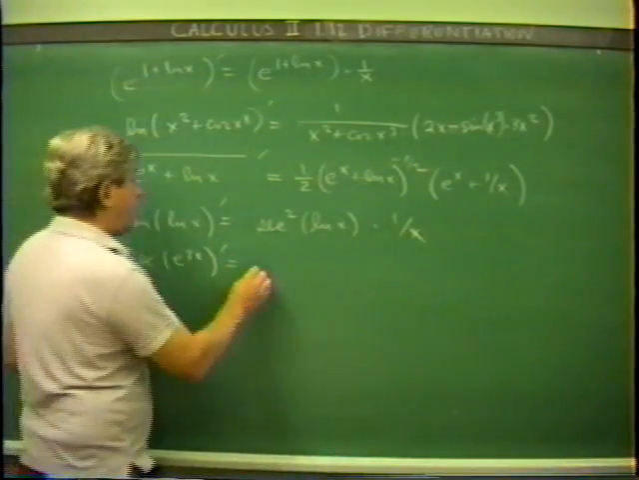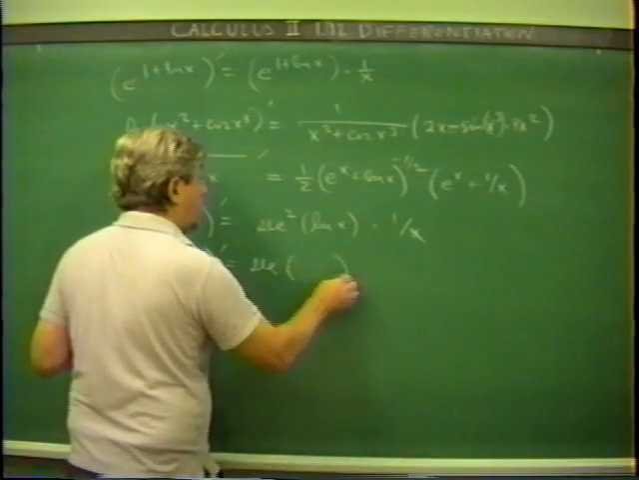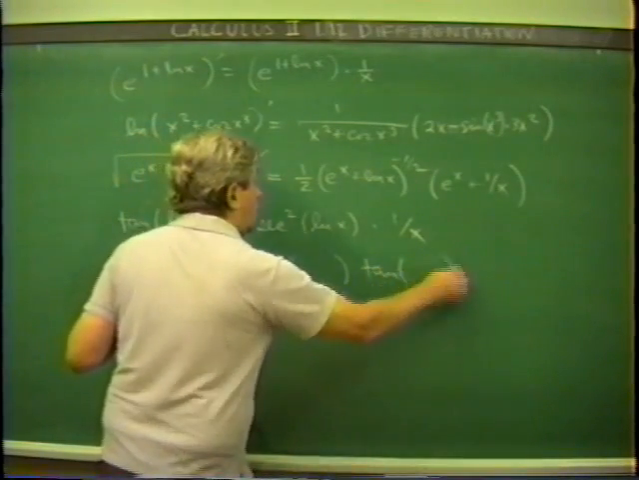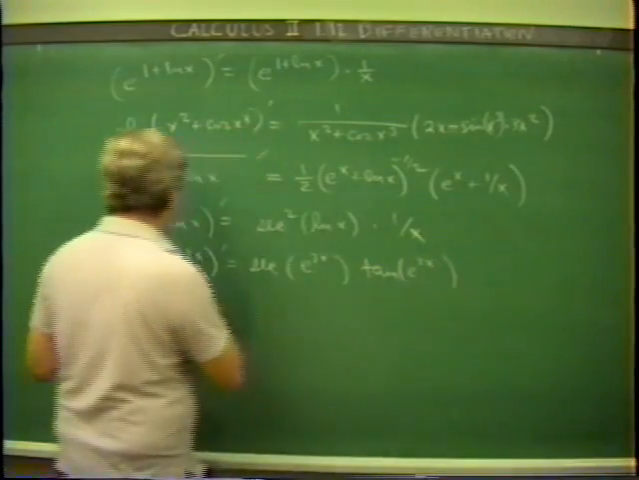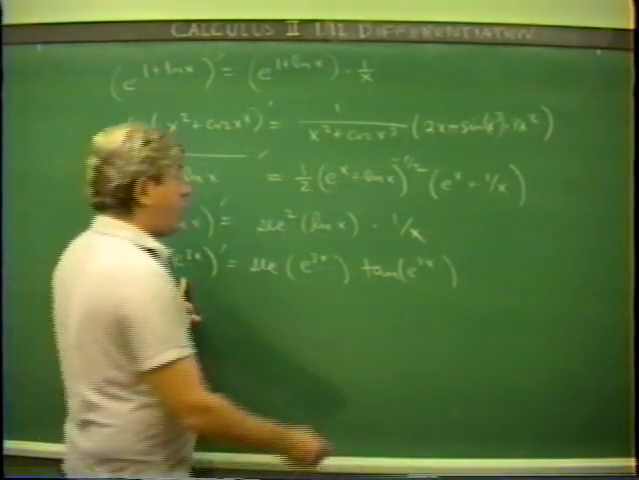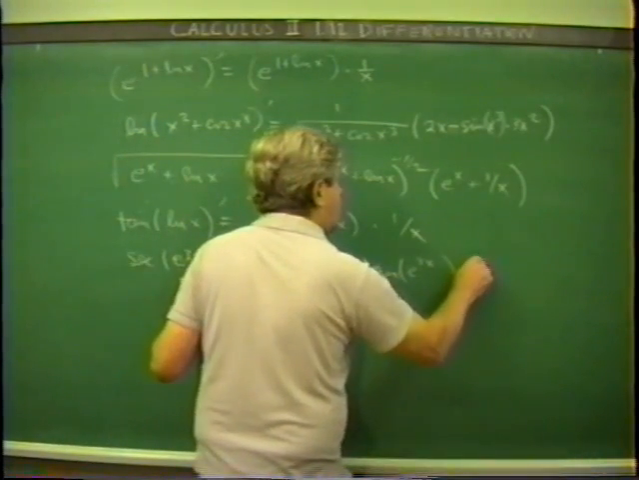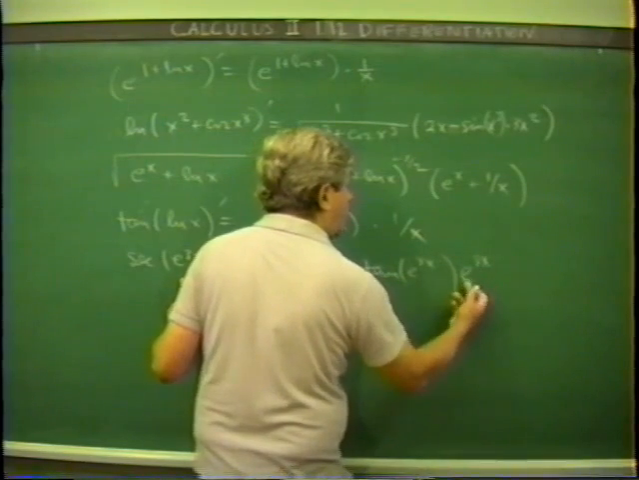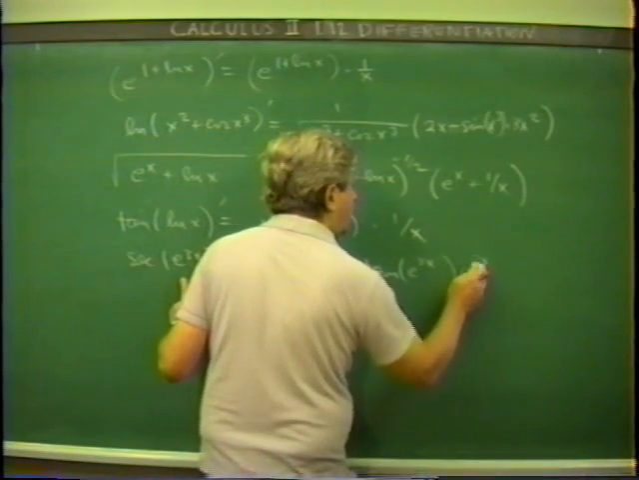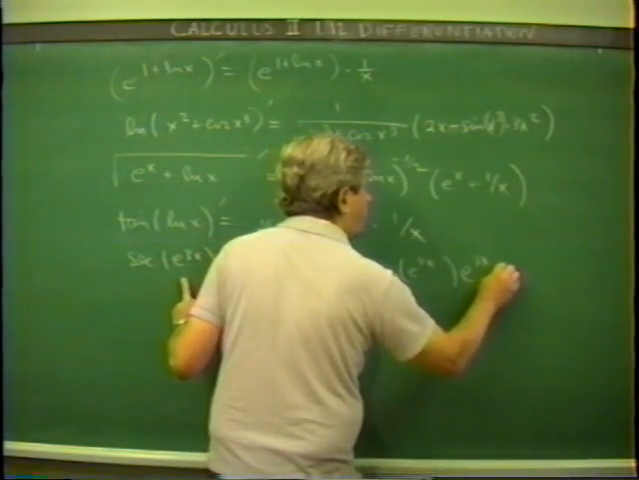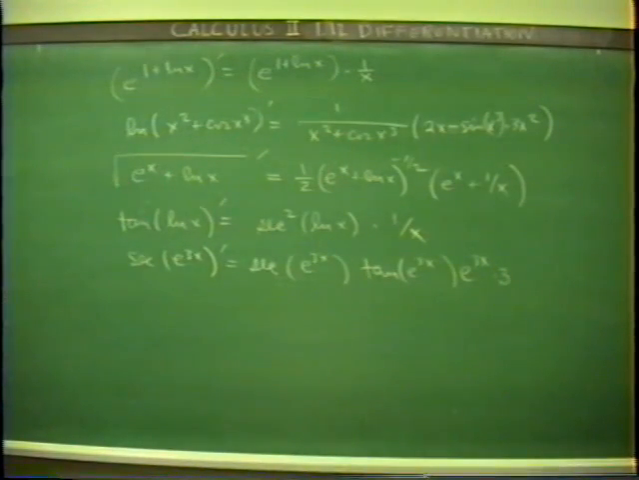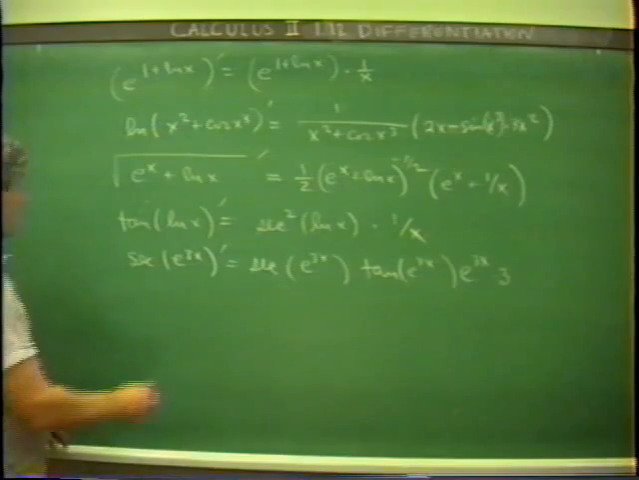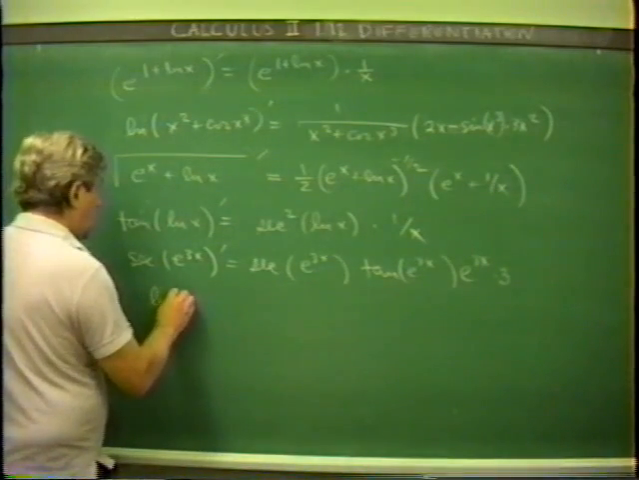The derivative of secant of e to the 3x. Well, this is secant of e to the 3x, and consequently the derivative of secant is secant times tangent at e to the 3x times the derivative of e to the 3x. The derivative of e to the 3x is e to the 3x times the derivative of 3x. This is the exponent of 3x. The derivative is e to the 3x times the derivative of 3x, which is 3.